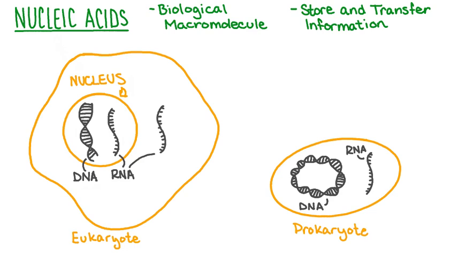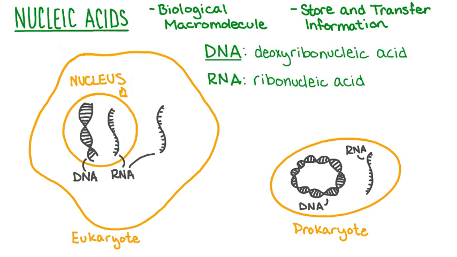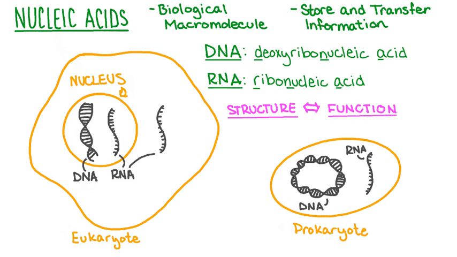Even though they were initially discovered in the nucleus of eukaryotic cells, nucleic acids exist in all living things, including prokaryotes, which don't possess a nucleus at all. DNA stands for deoxyribonucleic acid, and RNA stands for ribonucleic acid. These 2 molecules are closely related, but they have several important differences in their structure. This makes them adapted to related but different functions.